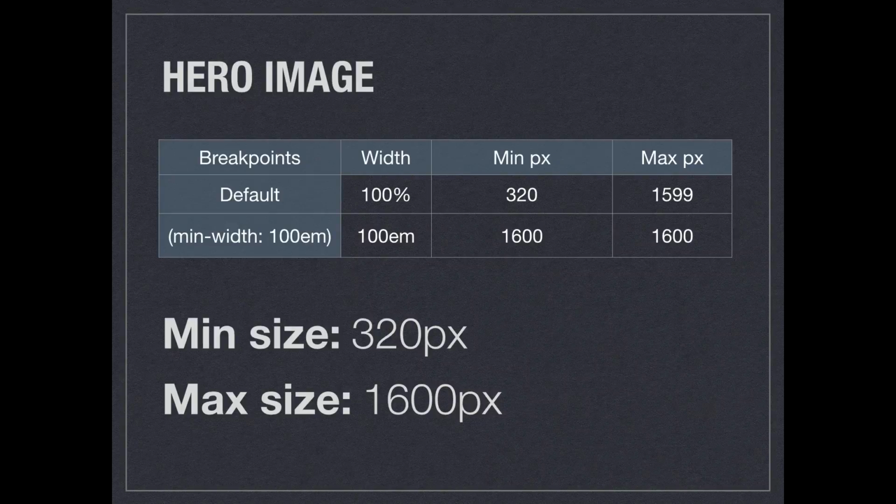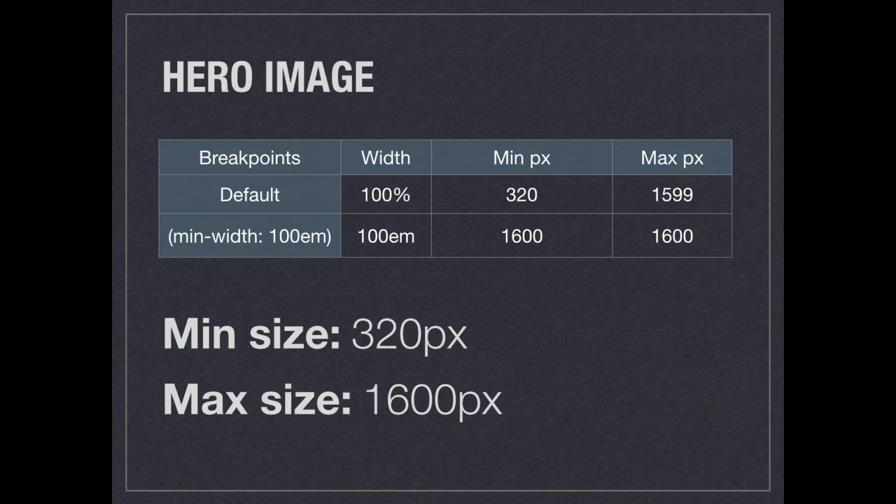So then the next thing that we do is we want to figure out, for that default breakpoint, how big can it possibly be? So what we have to do is multiply this 100% width by the width of the next breakpoint, where things change. So this 100 em is 1600 pixels, and if we want to find out how big it will be right before it changes, then it's 1599 pixels. And so then this is fairly straightforward. We know the smallest our image is ever going to be is 320 pixels, and the widest it's ever going to be is 1600 pixels.